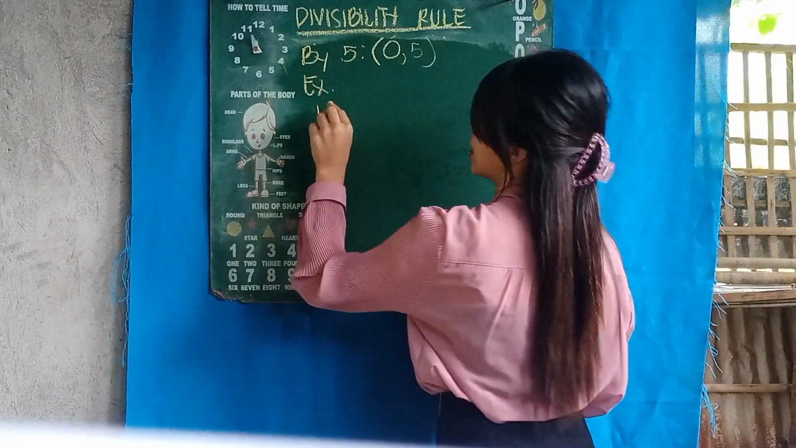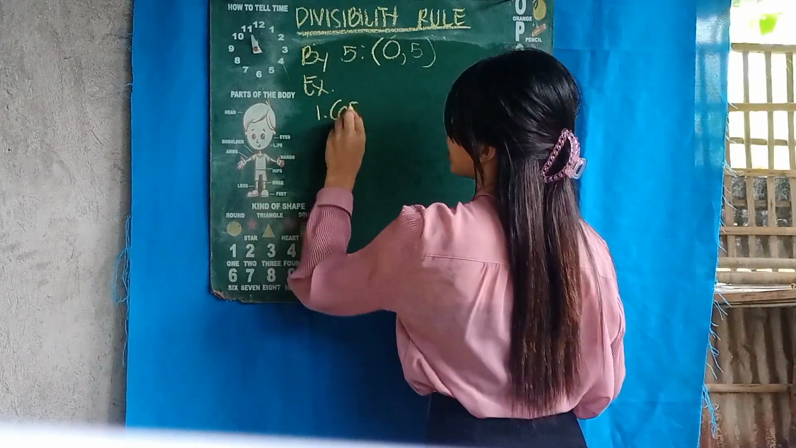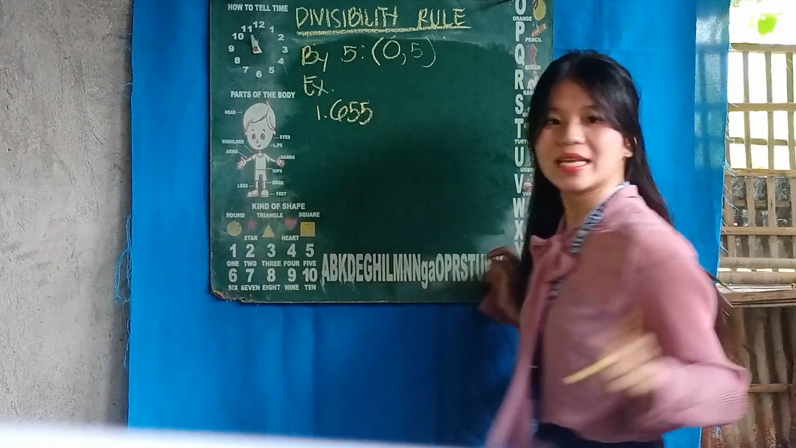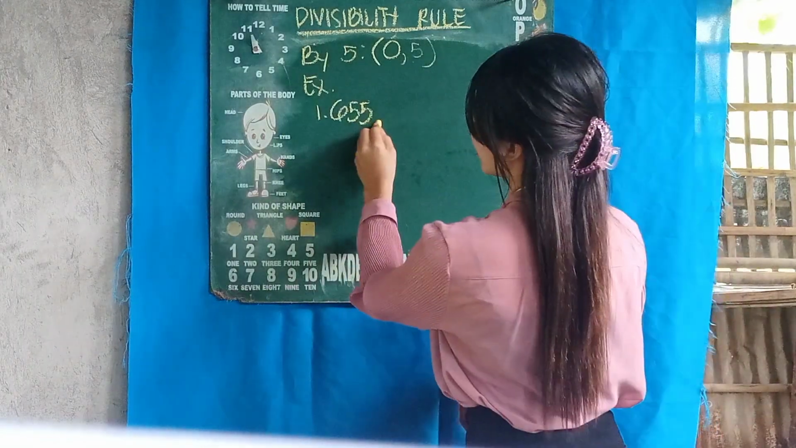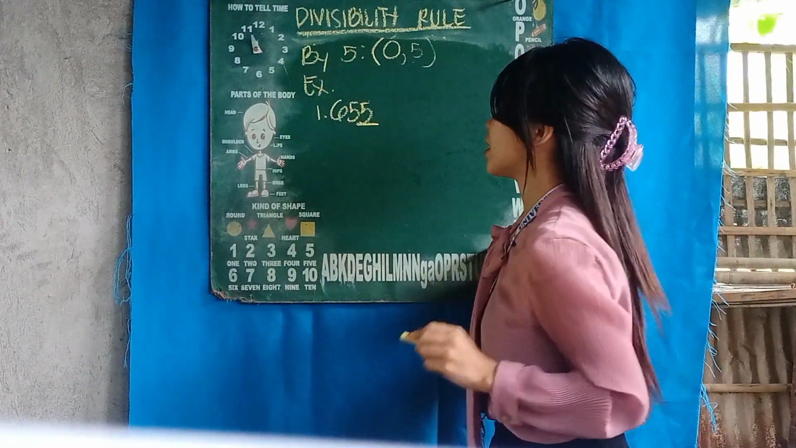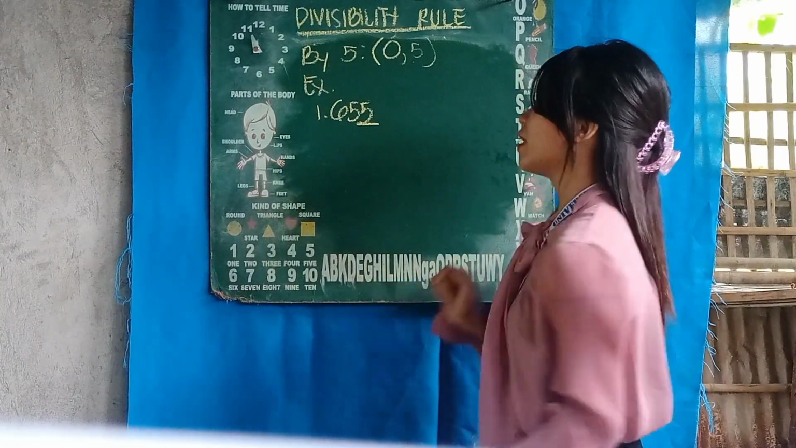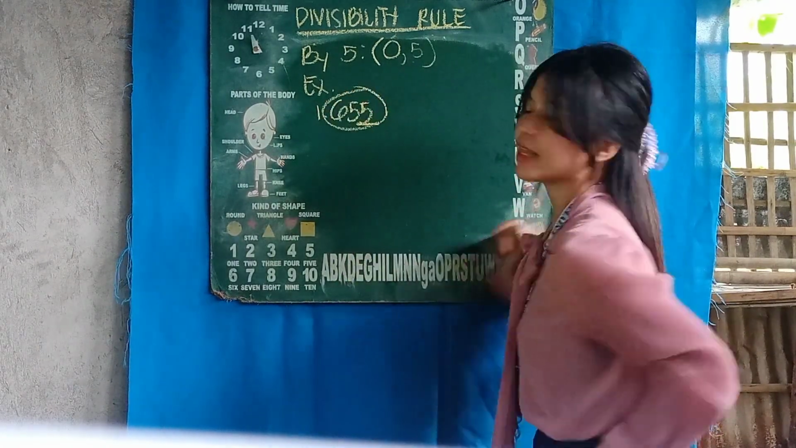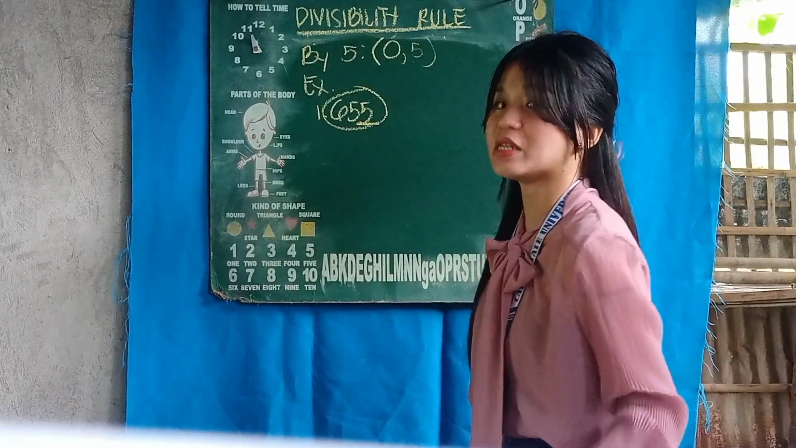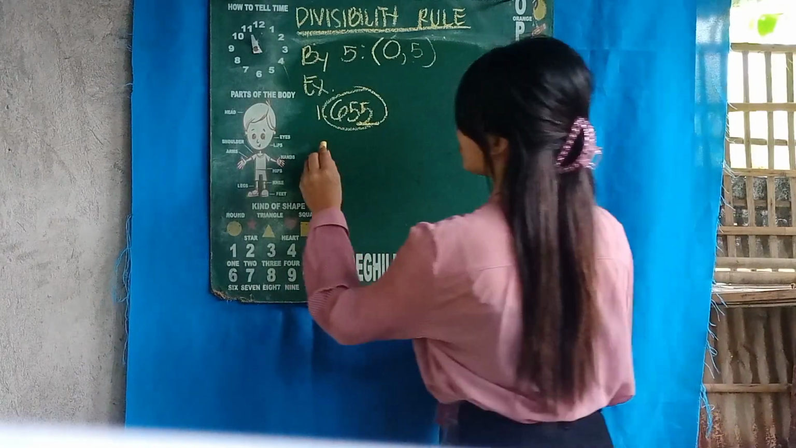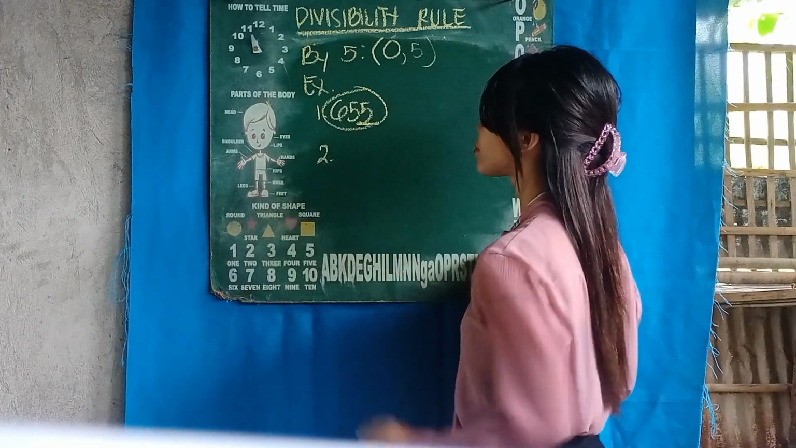Example number 1 is 655. What is the last digit of the number? 5, of course. So 5 is divisible by 5. So ibig sabihin, the original number 655 is also divisible by 5. Another example.